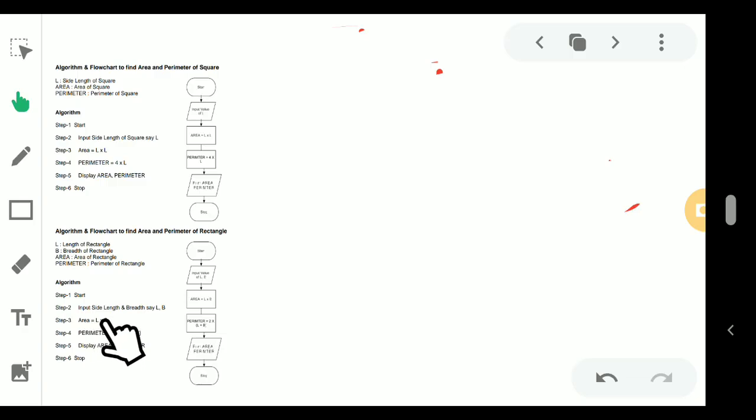Then step 3, area. The area formula is L into B, so area equals L into B. Step 4, calculate the perimeter. The perimeter formula is 2 into (L plus B). Now display: after we have calculated area and perimeter, we print the area and perimeter, and stop. The last step is stop. So how can we do it?